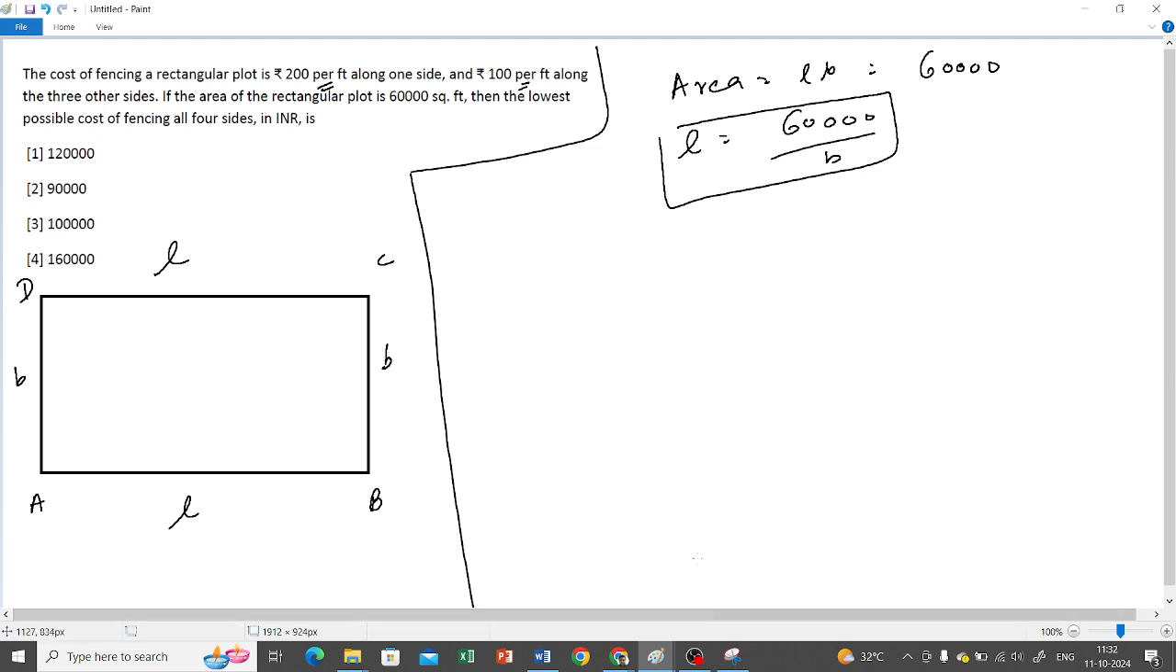Whenever, if you remember, in maximum and minimum we did this type of sums in the past. It was, I think, in number system, or maybe in which chapter I don't remember. It was given to maximize a certain function or minimize a certain function. So whenever we are asked to maximize or minimize something, we have to use the concepts of maximum and minimum, which is nothing but derivative.